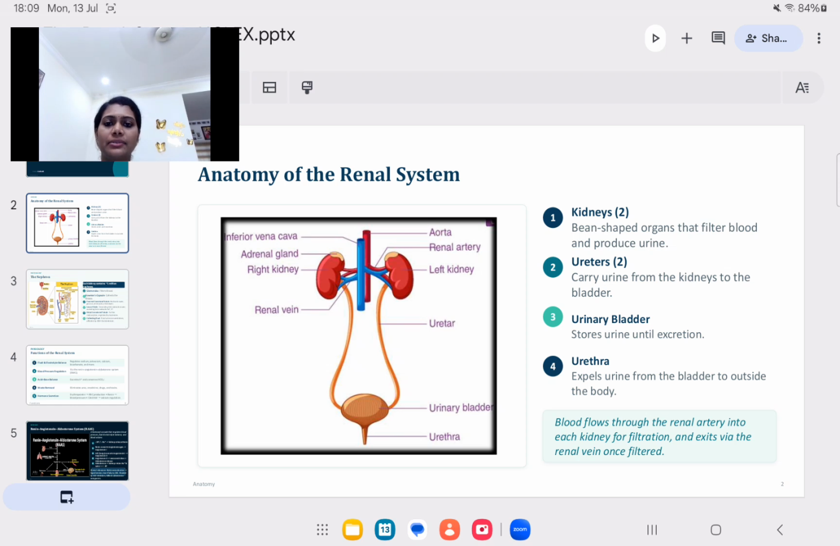Okay, is that clear? And also, we can see a small triangular gland at the apex of the kidney. It is the adrenal gland, which secretes aldosterone and other hormones which help with regulation in our body. So, these are the main anatomical structures in our body.